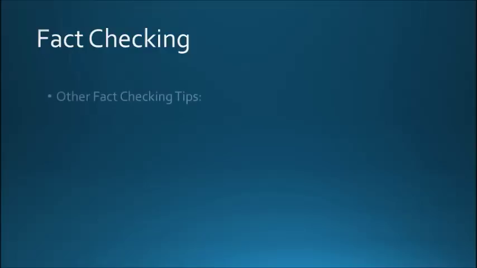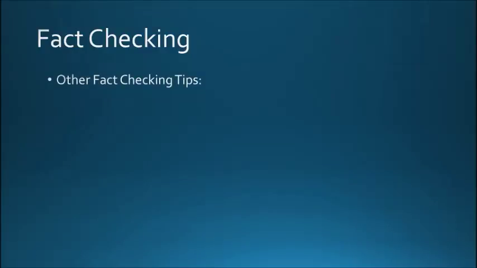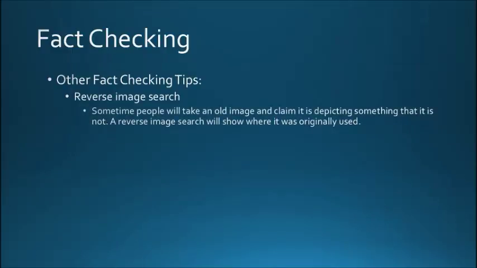And that was really all we had for showing you websites. There are a few other fact-checking tips I'm going to show you. Or we can just tell you that. One's the reverse image search. So sometimes people will take an old image and claim it's depicting something that it's not. And you can do a reverse image search on Google. If you see an image in an article, you can save the image, pop it in Google, and it'll show you everywhere else it was used. So you'll know if it is an image actually related to the story.